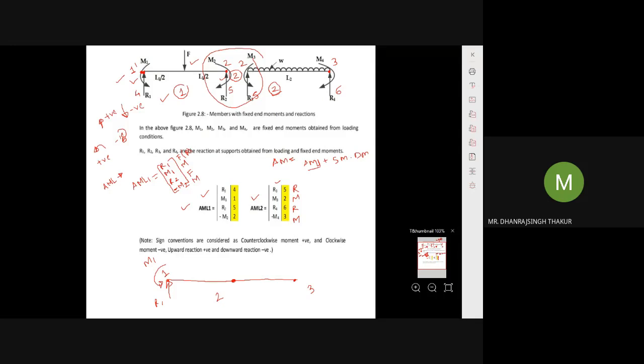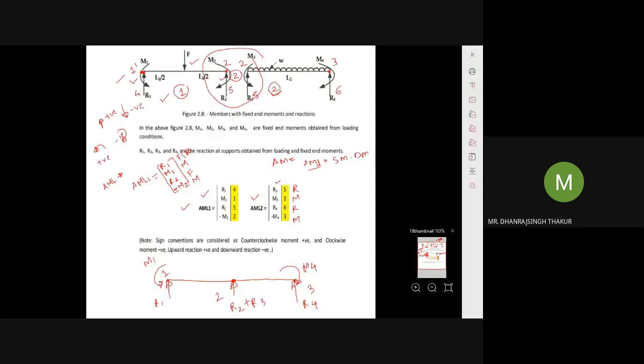So both reactions are upward. So what is the total load here? R2 plus R3. Okay, R2 plus R3. And what is the total moment? M2 plus M3 with their sign. Okay, M2 plus M3. Now whichever has the maximum value, its sign will be considered. Okay, and here what is the total reaction? R4, and what is the moment? M4.